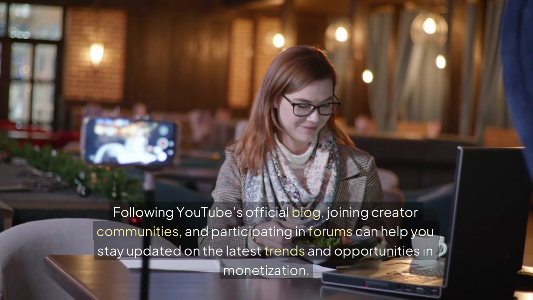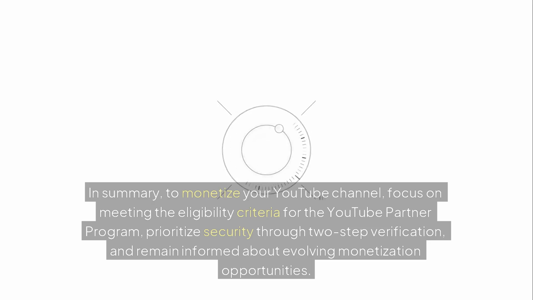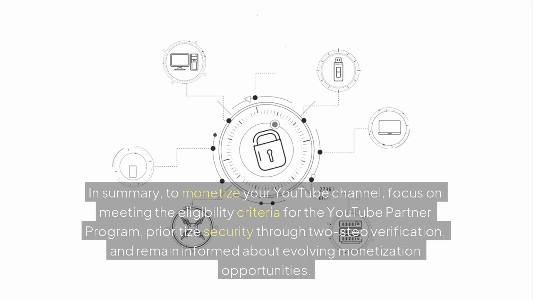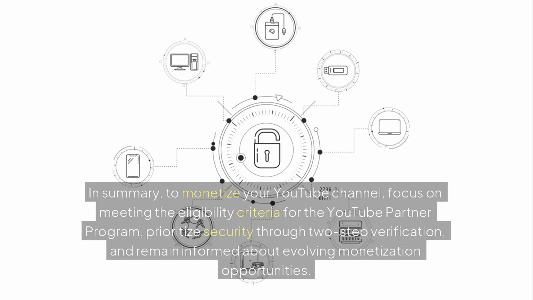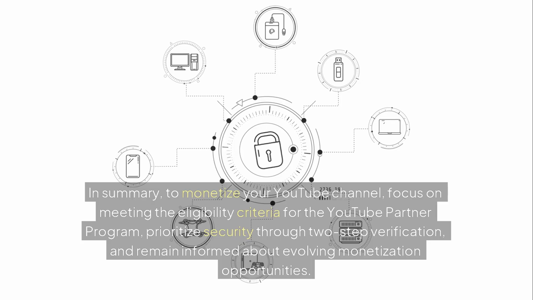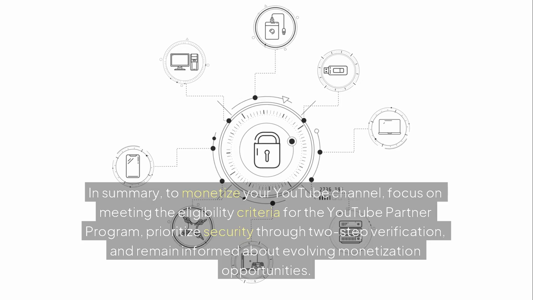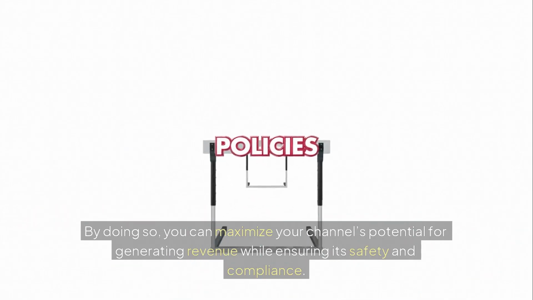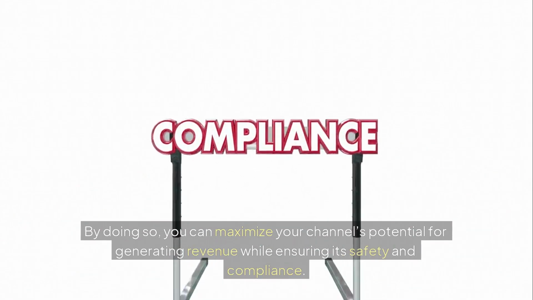In summary, to monetize your YouTube channel, focus on meeting the eligibility criteria for the YouTube Partner Program, prioritize security through two-step verification, and remain informed about evolving monetization opportunities. By doing so, you can maximize your channel's potential for generating revenue while ensuring its safety and compliance.